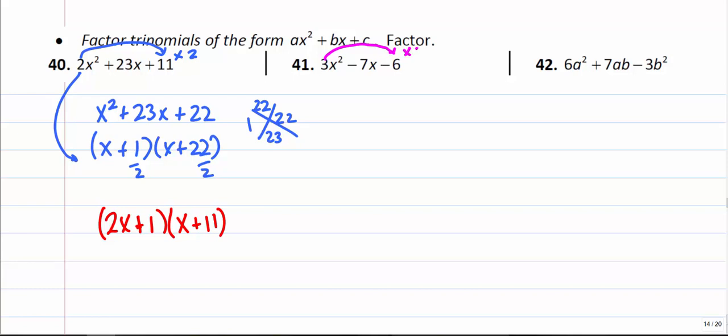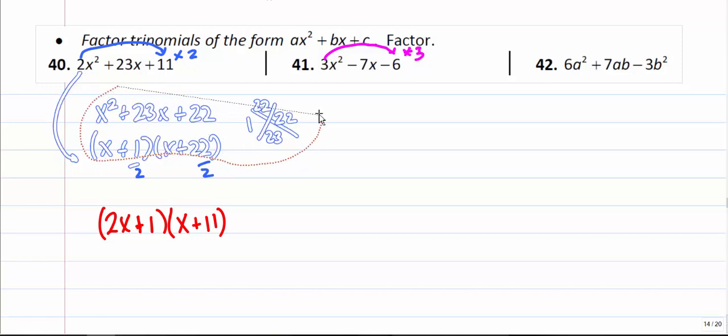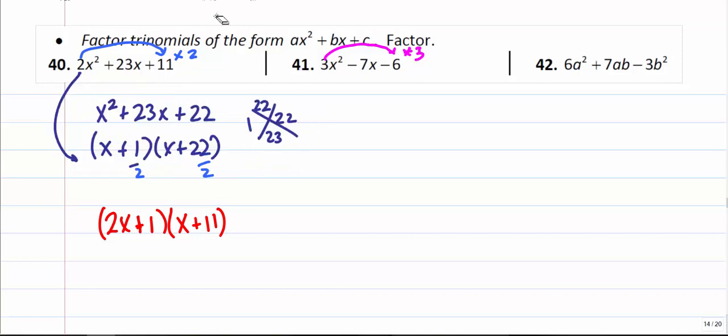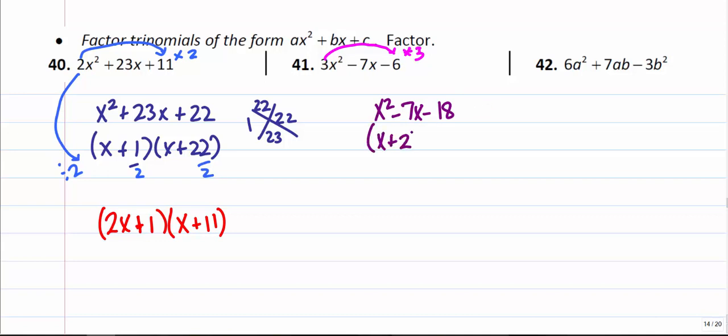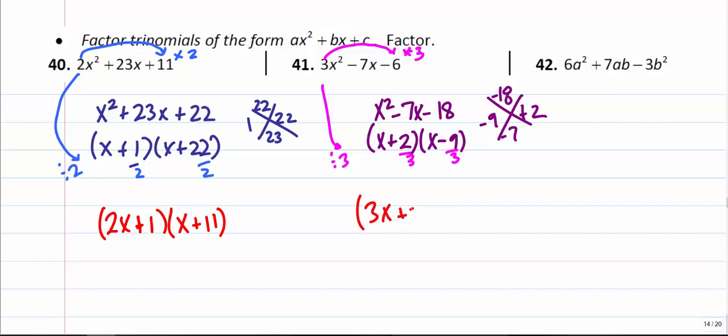Same thing on this one. I'm going to bring the 3 at the back so that I end up with, sorry, I wanted that to be that color. Just a little bit neurotic. So here I end up with x squared minus 7x minus 18. And so if I think long and hard about my numbers, right, negative 18, negative 7 will be negative 9 and positive 2. But now I've got to divide that 3 out. And so here I'm good. It's just going to be 3x plus 2. And here it'll be x minus 3.